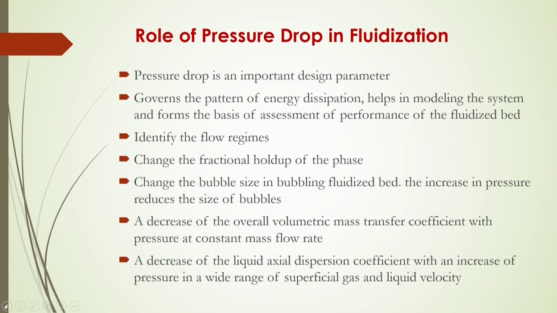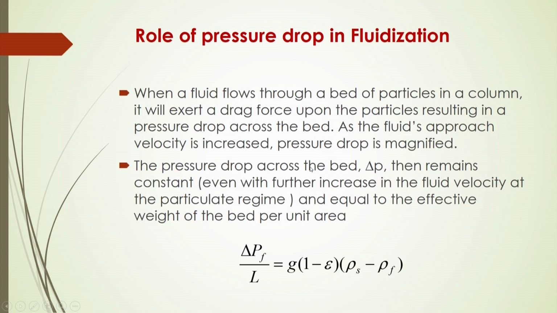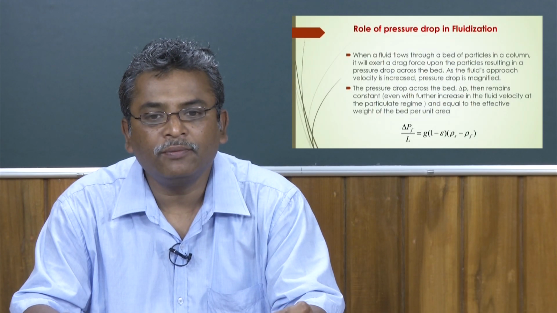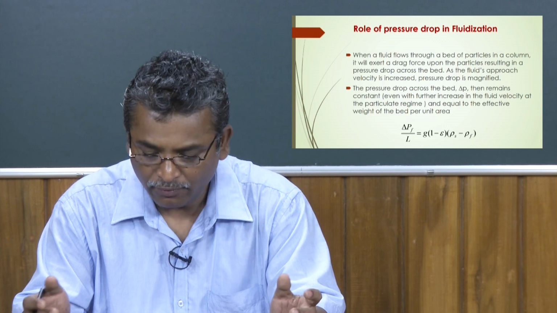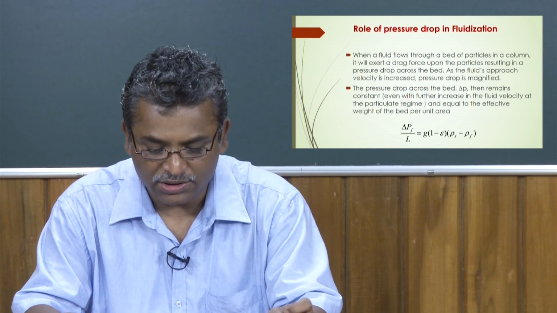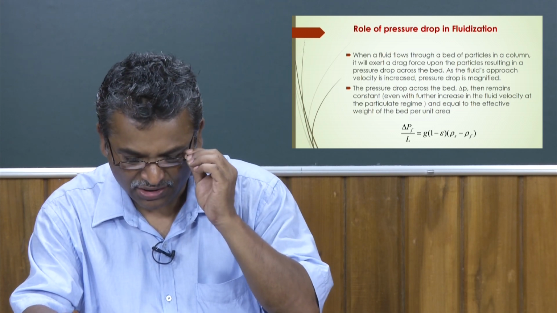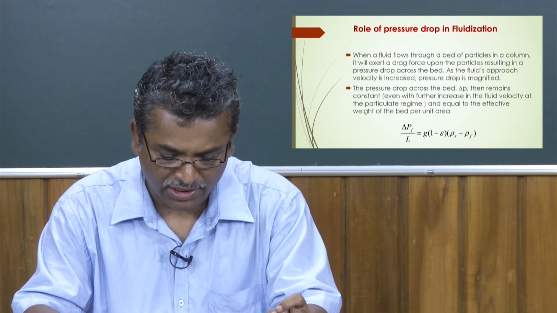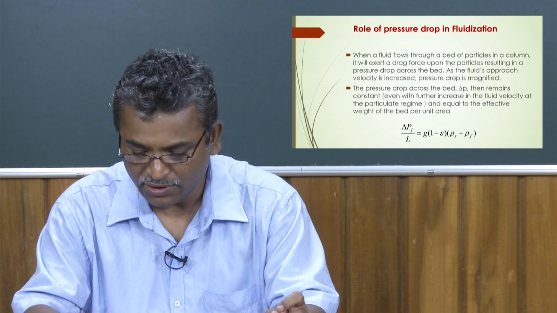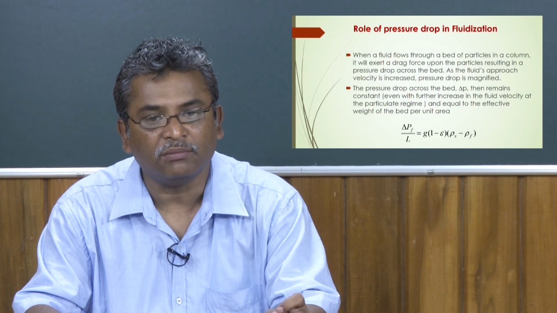And also you will see that when a fluid flows through a bed of particles in a column or in a fluidized bed, it will exert a drag force upon the particles, resulting in a pressure drop across the bed. As the fluid approach velocity is increased, the pressure drop is magnified. The pressure drop across the bed is seen to remain constant even with further increase in the fluid velocity at a particular flow regime.